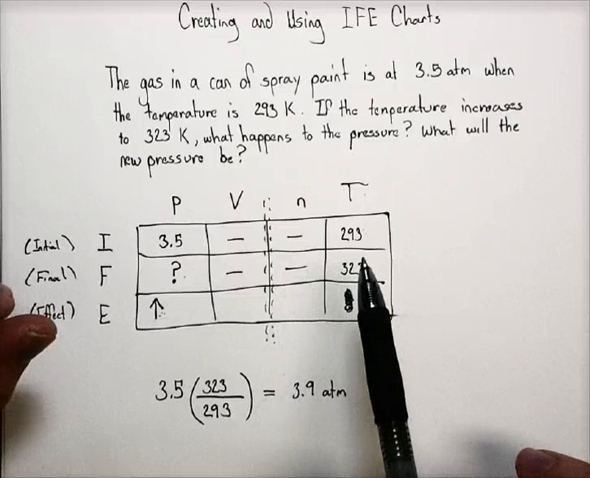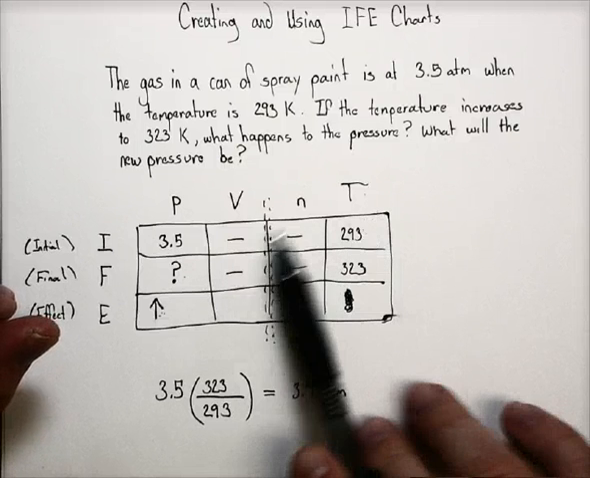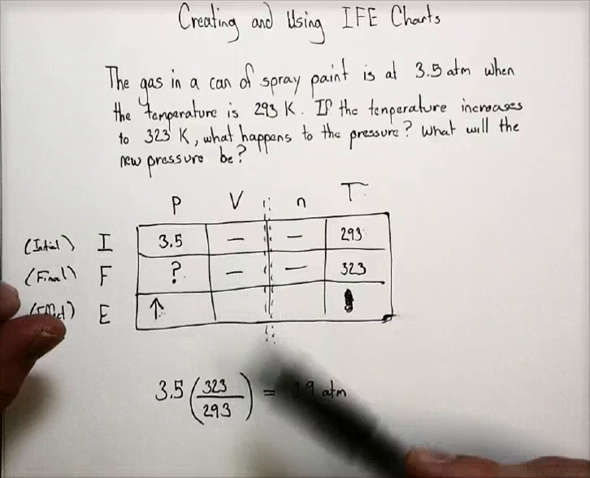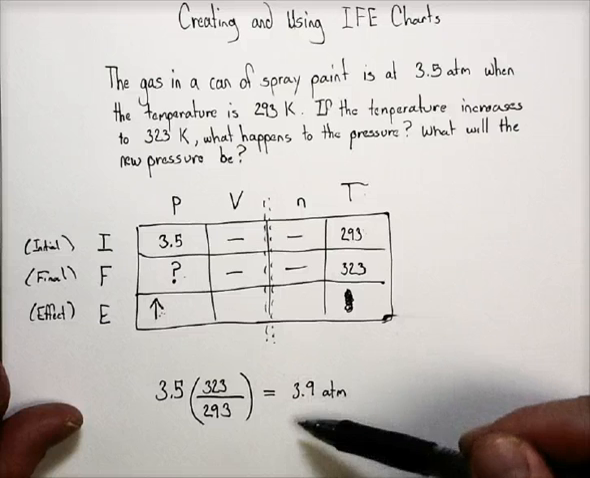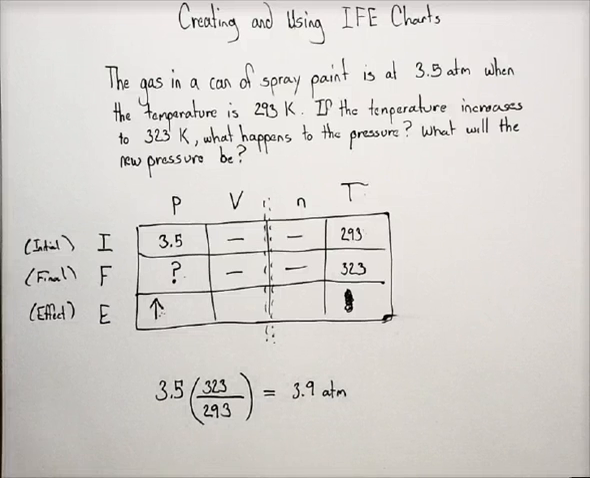Also, we can do this if we have multiple changes, like if we had the temperature changed and the volume changed. All you would have to do is add another conversion factor here to the end, and I will ask you to do that on a couple problems later. And again, if you have any questions, just let me know.